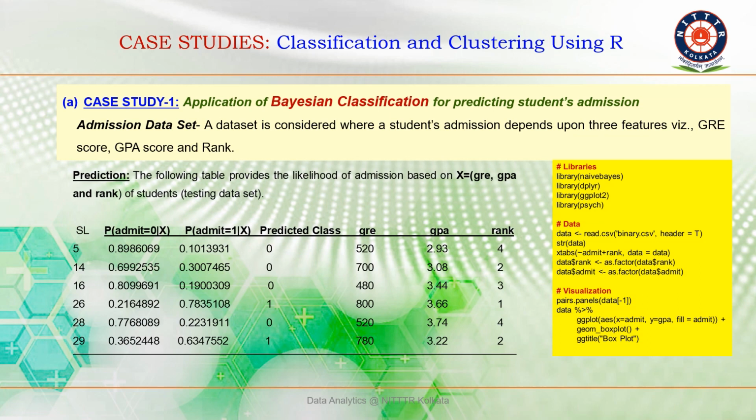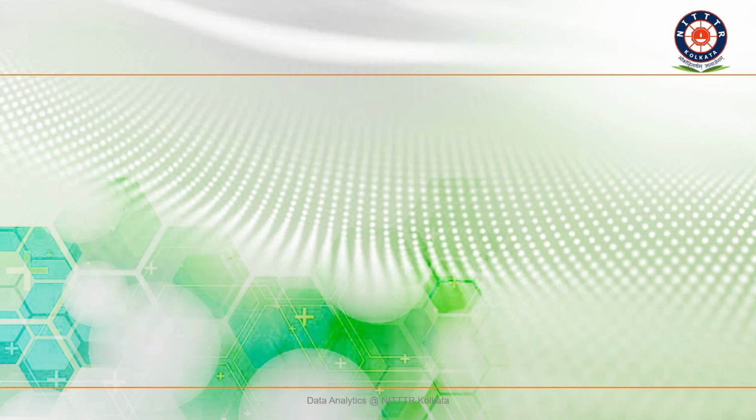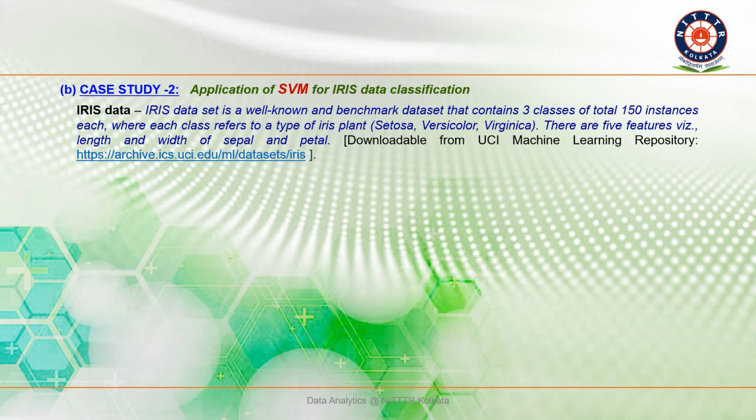For this student, serial number 5, in this table you can see the posterior probability for the non-admission group is higher, that is 0.898, with respect to the value for the admission class, that is 0.101. So that student will be classified in the class of non-admission, that means he or she will not get the admission. Second study: the application of the SVM for iris data classification.